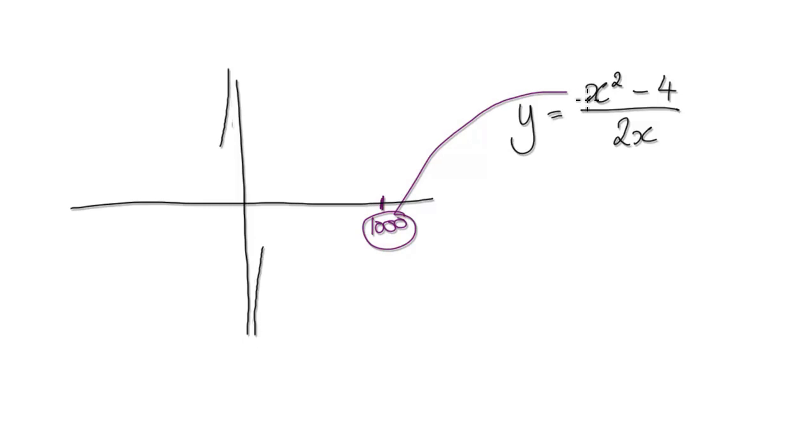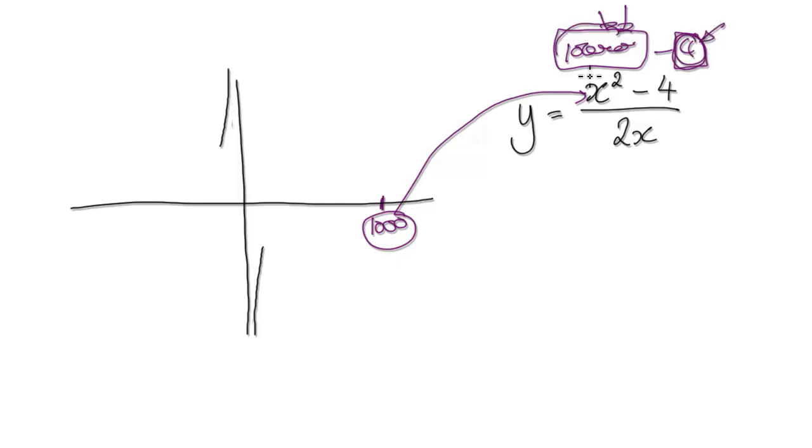When you put 1000 into here, 1000 squared is going to be 1 million, take away 4. Well, this block here is going to be so much bigger than the number 4. It's like me saying you're a millionaire and someone steals $4 away from you. This 4 is really irrelevant.